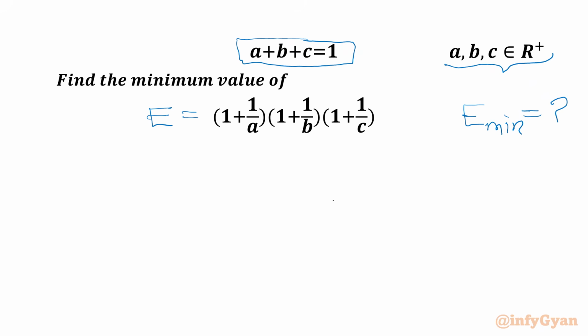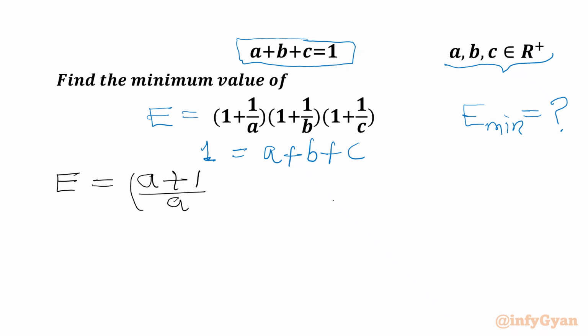If A plus B plus C equal to 1, then I can also write 1 equal to A plus B plus C. Now we will take LCM over here. So we can write E will be equal to A plus 1 over A times B plus 1 over B times C plus 1 over C.